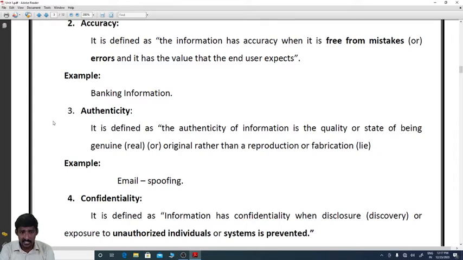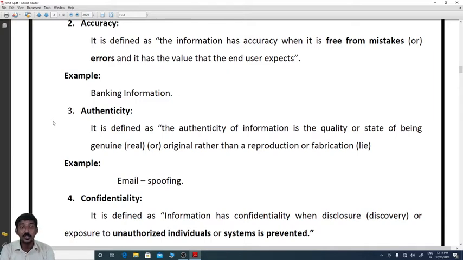It may change anytime. So that means that according to the responsibility, the accessing of this information may change. The authenticity of information is the quality or state of being genuine. That means that you are a genuine or original user.